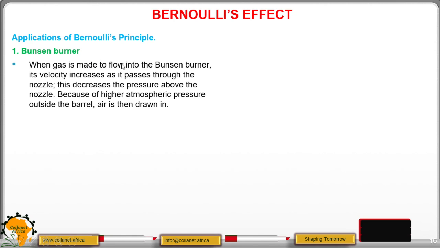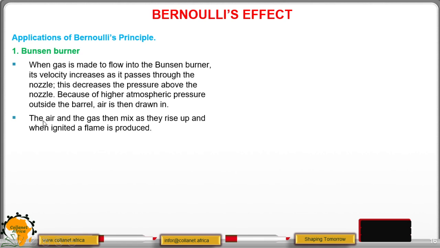When gas is made to flow into the Bunsen burner, its velocity increases as it passes through the nozzle. This decreases the pressure above the nozzle. Because of higher atmospheric pressure outside the barrel, air is then drawn in. The air and the gas then mix as they rise up, and when ignited, a flame is produced.